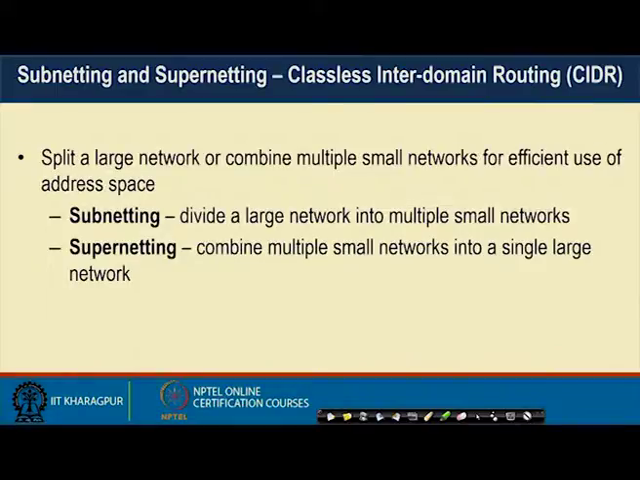For that we have two different concepts, subnetting and supernetting. The idea of subnetting is to divide a large network into multiple small networks, and the idea of supernetting is to combine multiple small networks into a single large network. Together, subnetting and supernetting form the concept of classless interdomain routing, or CIDR. CIDR is the concept used for the routing mechanism by utilizing this classless addressing scheme, which we will look at later on.